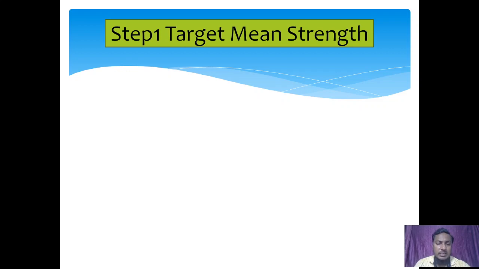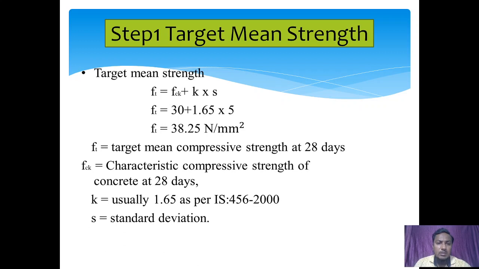target mean strength. This is the step 1 procedure according to the Indian Standard method. First of all, you have to set a target mean strength, which can be calculated by the formula Ft equal to Fck plus K into S, where Ft is the target mean compressive strength at 28 days, and Fck is the characteristic compressive strength of concrete at 28 days of curing.